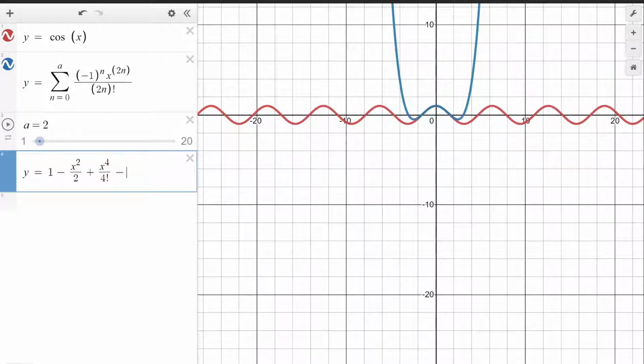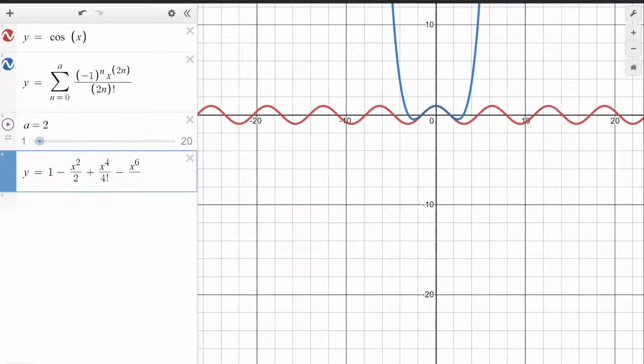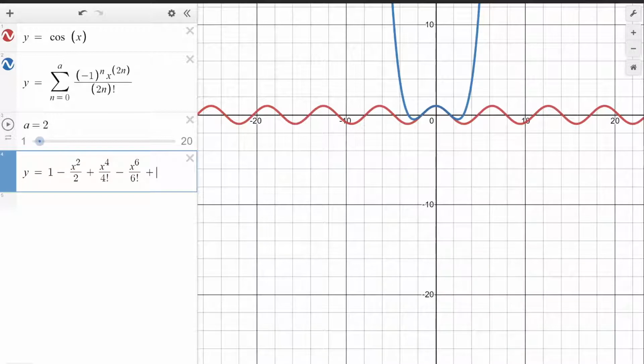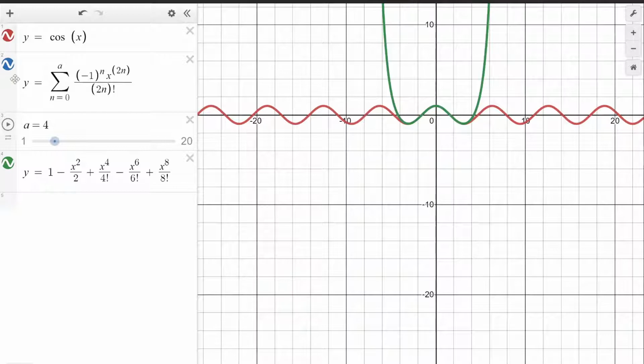And if I just keep adding those terms, x to the 6th over 6 factorial, and then plus x to the 8th over 8 factorial. And if I keep on going, so let's see, this gets me up this far, right? So here they are, they're the same. So a is 4. But you can see that it lines right up.